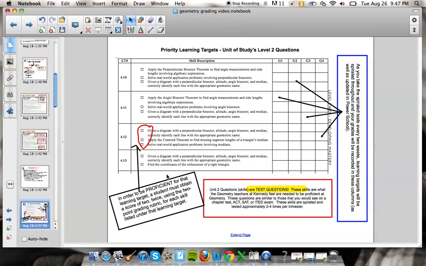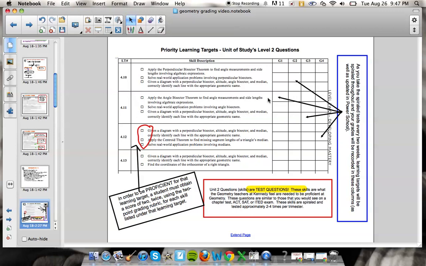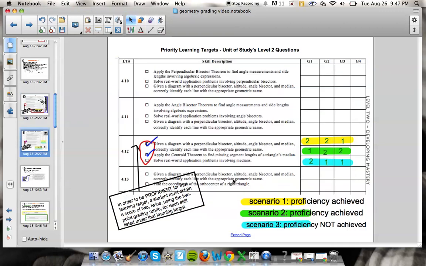Now, in order to become proficient for a learning target, they will have to have a score of 2 two times. So after testing that learning target 2 times, they must receive a 2 twice in order to become proficient. So that might not make sense quite yet. So let's look at this example. In this learning target, this first skill, the first test that we had, the student got a 2. The second test we had, the student scored a 2.